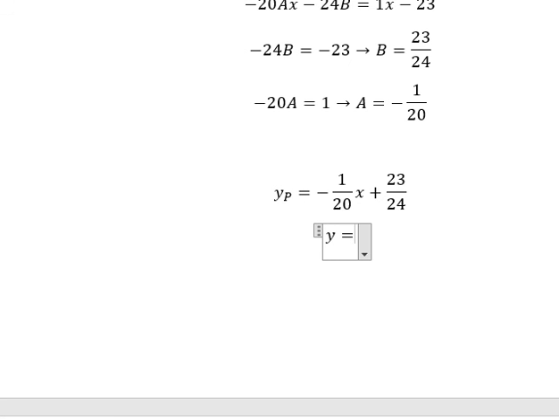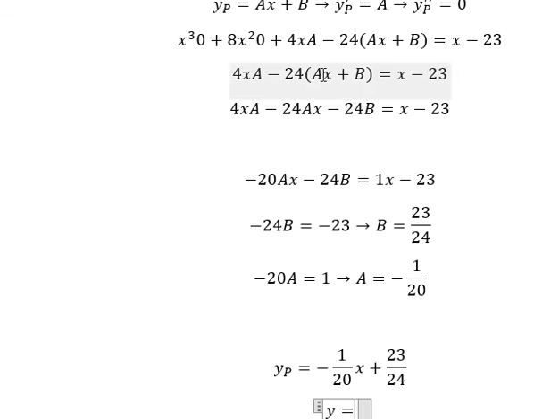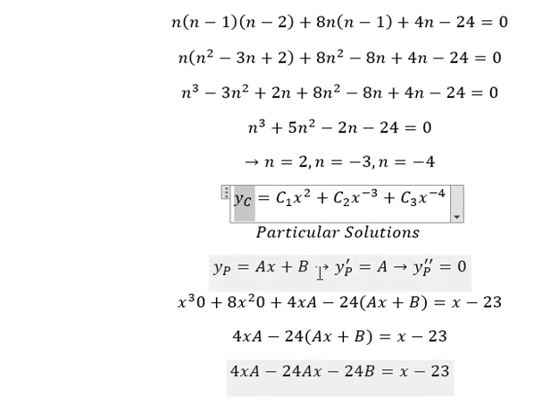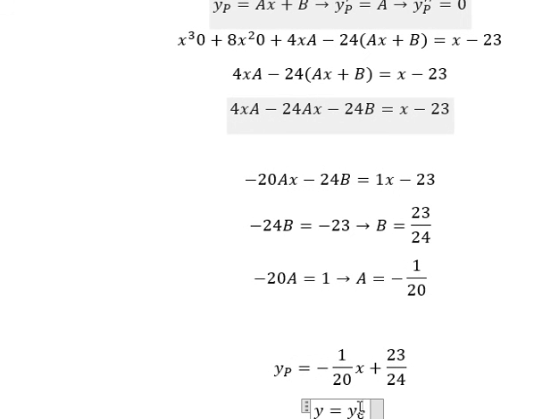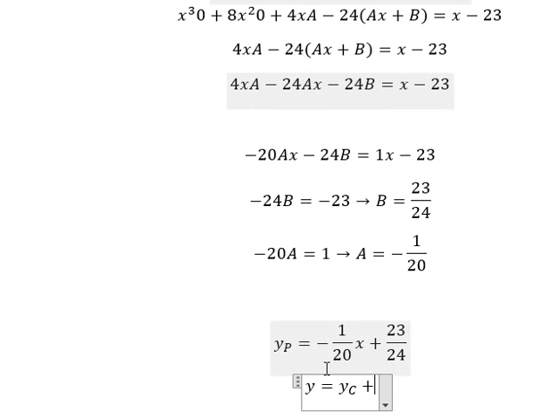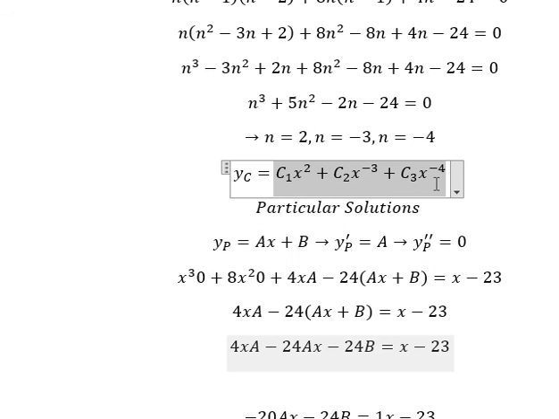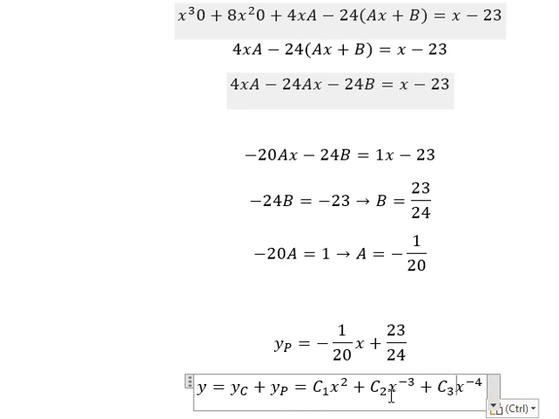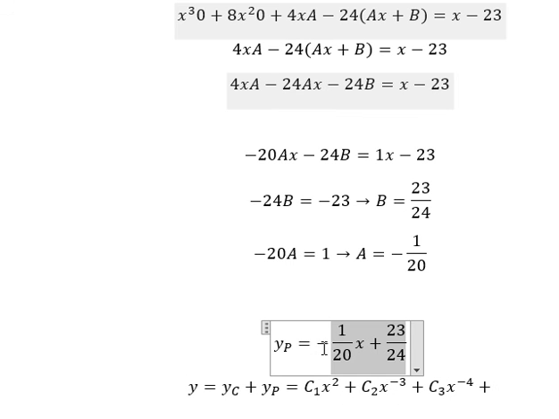Y equals the combination between yc and yp. yc, we have this one. yp, that is this one.